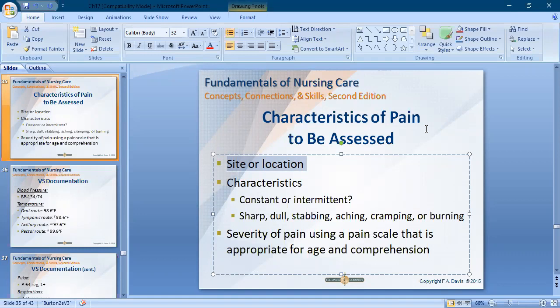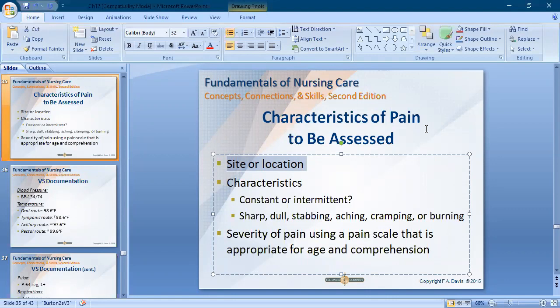After the site of the pain, you have to ask in what direction the pain goes. I mean the direction of the pain. Characteristics of the pain. Is it constant pain, or does the pain come and go, intermittent pain? Is it sharp? Or is it dull, aching pain? Or is it stabbing pain, like stabbing someone? Is it aching pain, like cramping pain, right? Come and go, or a burning sensation of pain?